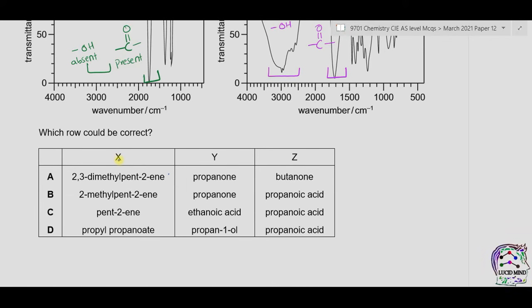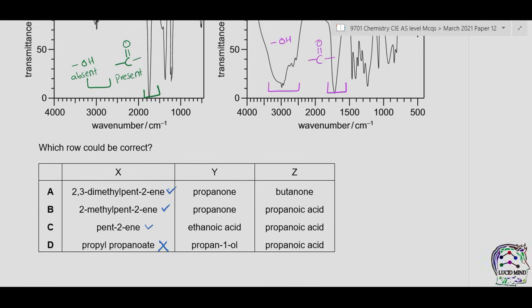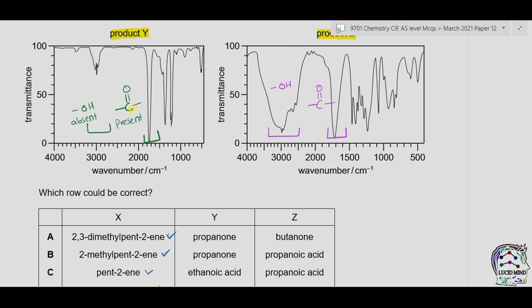So according to infrared spectra of X, it is neither aldehyde, ketone, carboxylic acid or ester. So we can see that this one is absent, so it could be pentene, or this is also alkene and this is also alkene. Now in product Y we have seen that carbonyl was present while OH was absent, so it is not ethanoic acid. It could be ketone, that is propanone. In structure Z we had carbonyl as well as OH, so this is carboxylic acid, so it should be propanoic acid. Correct answer is therefore B.